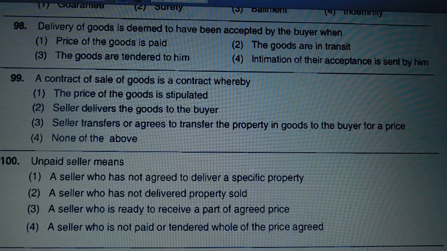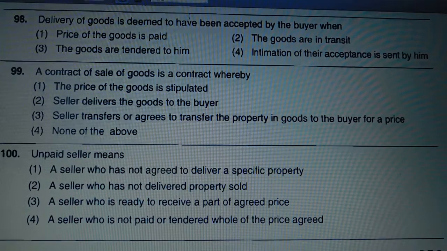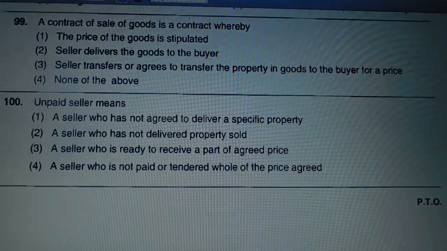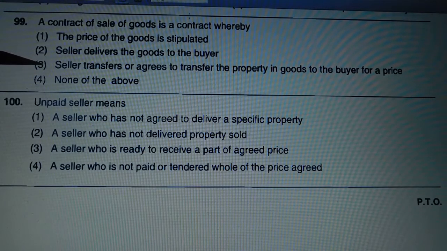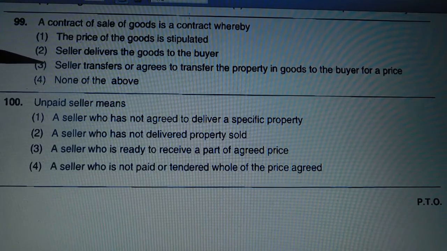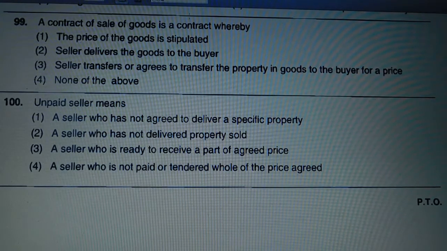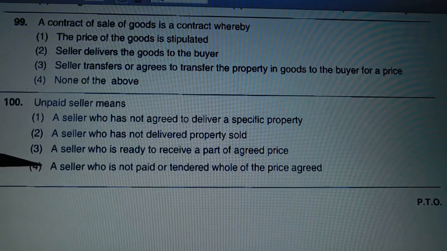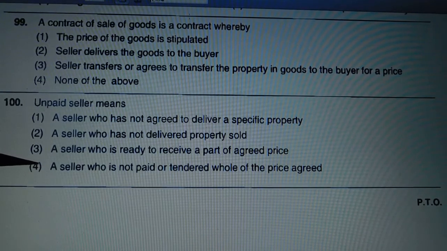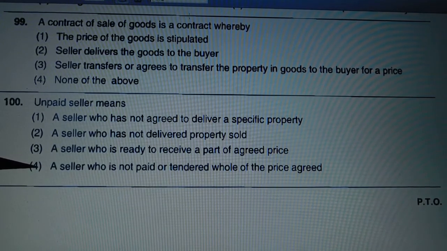Delivery of goods is deemed to have been accepted by the buyer when. The answer is intimation of their acceptance is sent by him. Question number 99. A contract of sale of goods is a contract whereby. The answer is the seller transfers or agrees to transfer the property in goods to the buyer for a price. Question number 100. Unpaid seller means. The answer is a seller who is not paid or tendered whole of the price agreed.